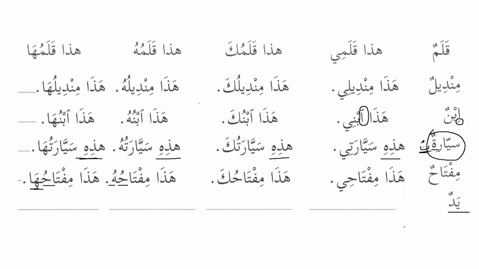Okay, hadihi. All right. Why hadihi? Because the human body parts that are in pairs are feminine. Excellent. So we say هذه يدي, هذه يدك, هذه يده, and هذه يدها.